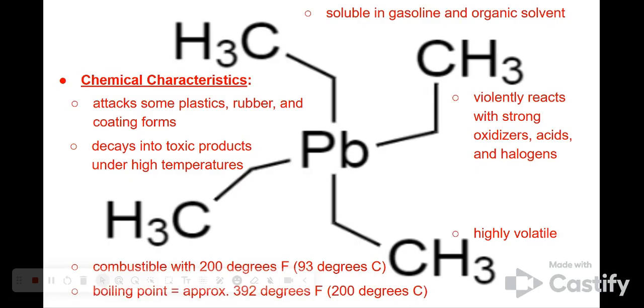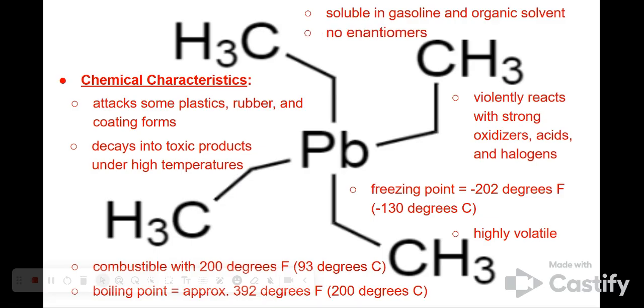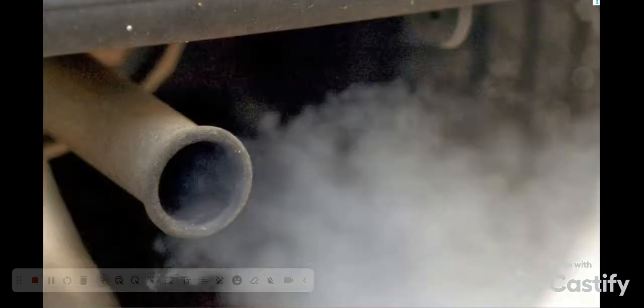It has a boiling point of approximately 392 degrees Fahrenheit or 200 degrees Celsius, and a freezing point of negative 202 degrees Fahrenheit, negative 130 degrees Celsius. It has no known enantiomers.